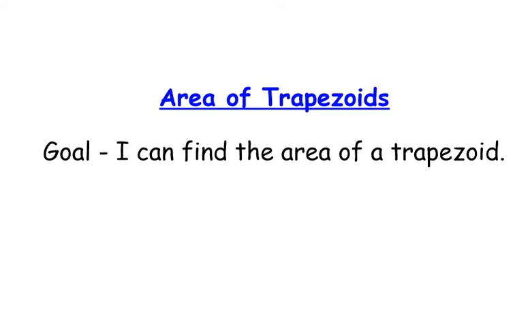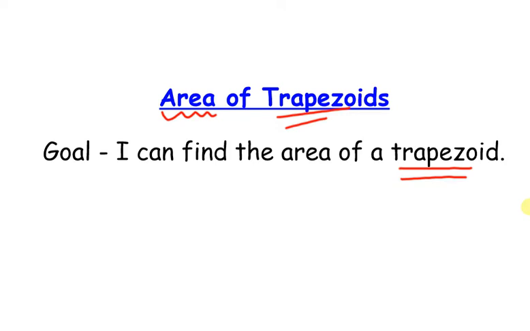All right, in this lesson, we are still talking about area, and we are also still talking about quadrilaterals, because a quadrilateral is anything with 4 sides. But this time we're going to talk about the area of trapezoids. So your goal is: I can find the area of a trapezoid.